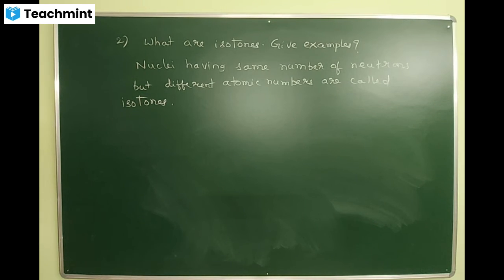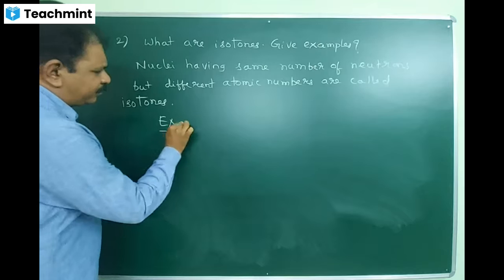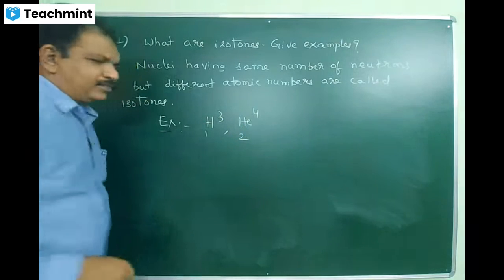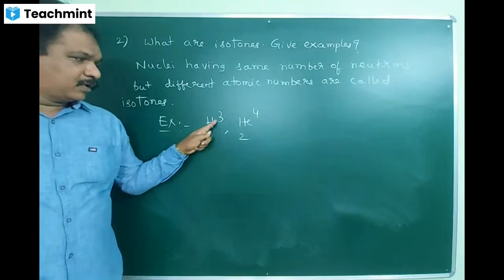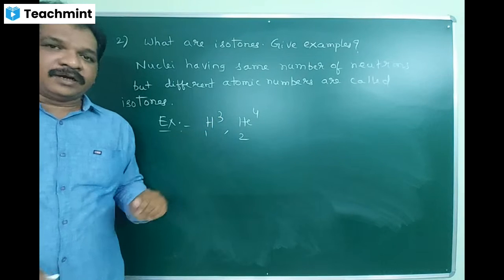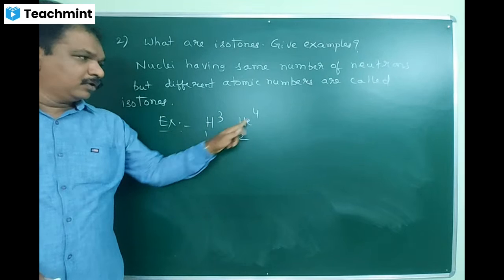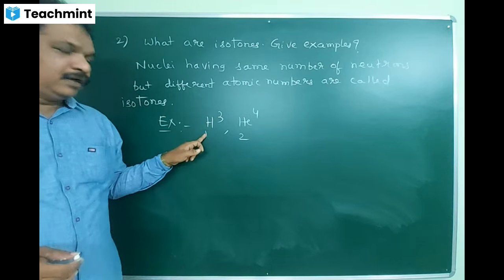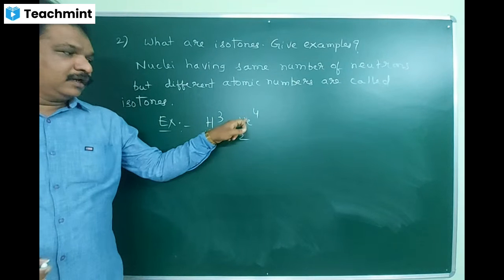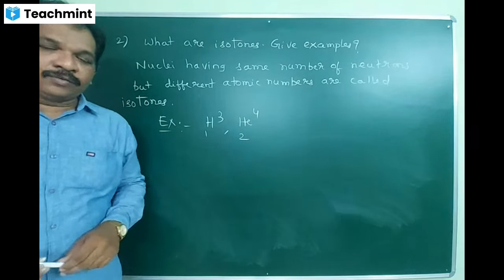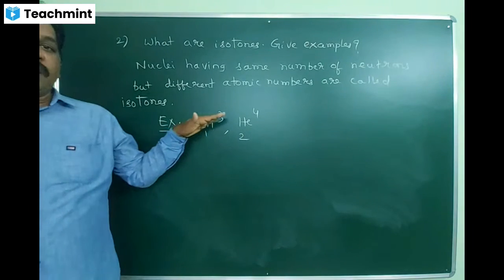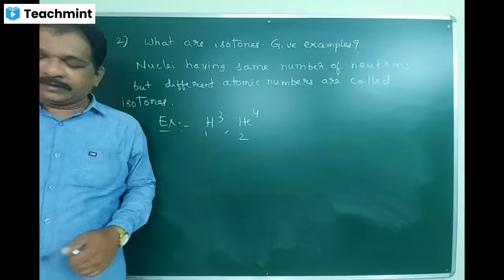If you take examples 1H3, helium 4 2. Then here what is the number of neutrons? 3 minus 1, that will be equal to 2. 4 minus 2, that will be equal to 2. 3 minus 1 is 2, number of neutrons. Here in helium 4 2, number of neutrons are 4 minus 2, that will be equal to 2. So these are called as the isotones. This is the second question.